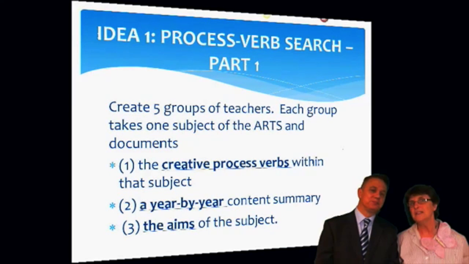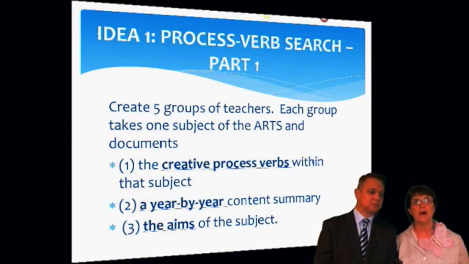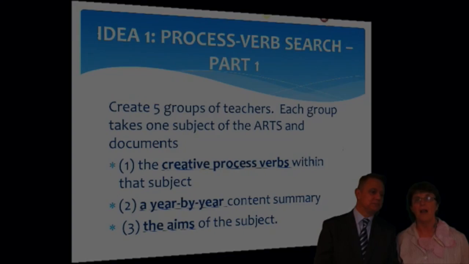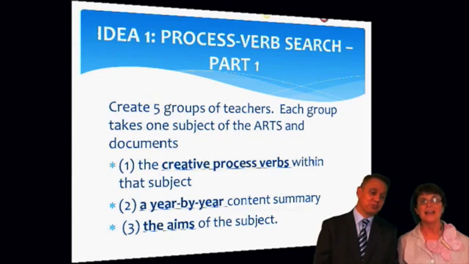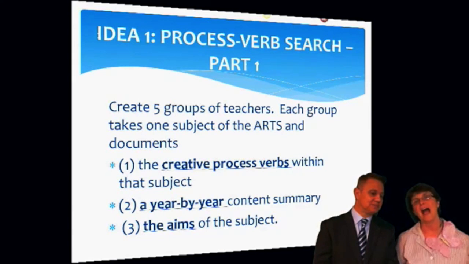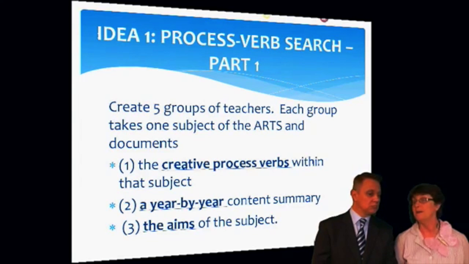The first idea, these are all staff meeting ideas by the way, was to create groups of process verbs, each with their particular learning area, provide and document a brief, and I mean brief, summary. You could perhaps cheat a little bit and look at the scope and sequence, a year by year content summary, and then look at the aims of their particular subject. Then when everybody gets together, they've got a brilliant summary of the arts, and already on staff you've perhaps identified a few experts for each individual subject. You might want to create a bit of a table with the information that the different staff groups have found out. So that's one activity.